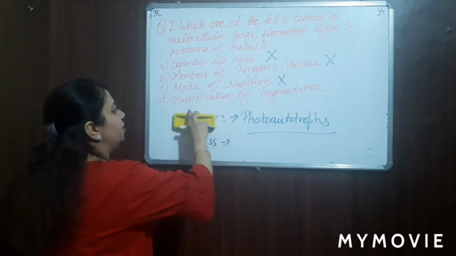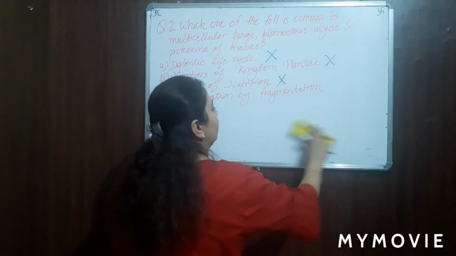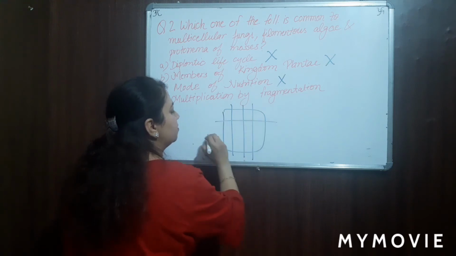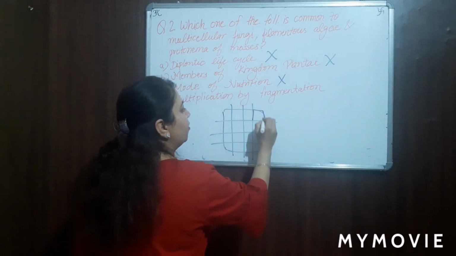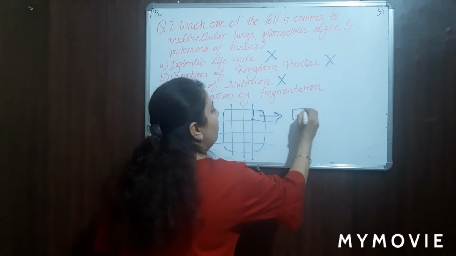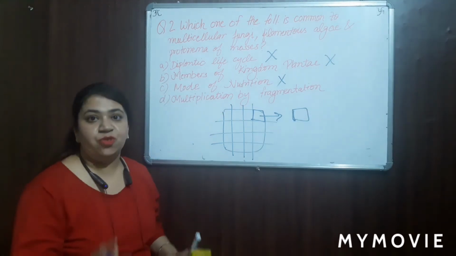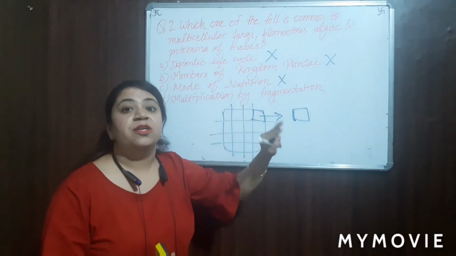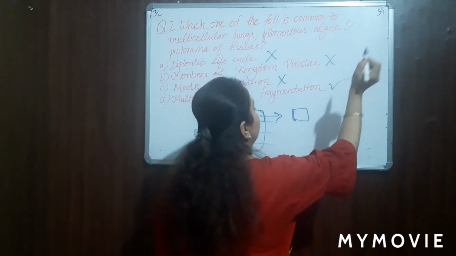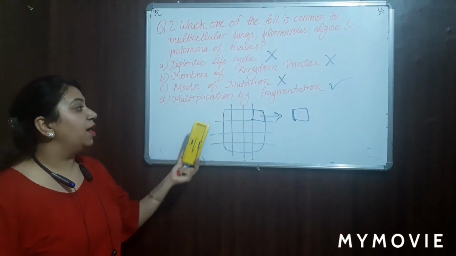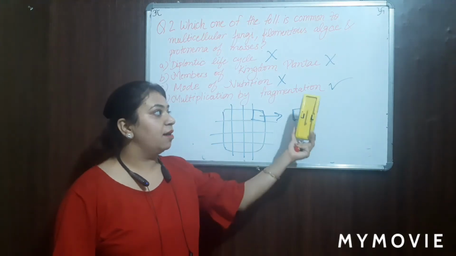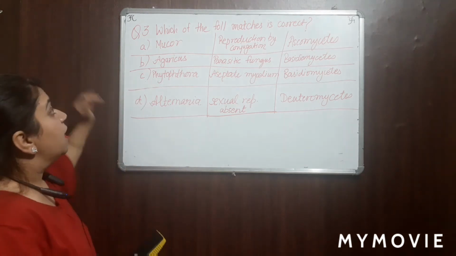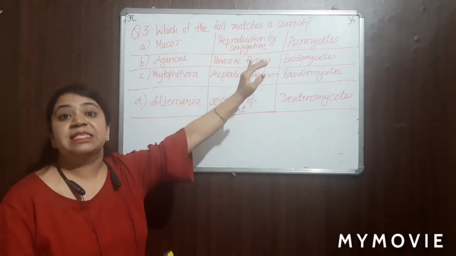Now what is fragmentation? It means a single individual is divided into fragments, right? And each fragment is capable of becoming into a new individual. And this is true for the three: fungi, algae and mosses, right? So our correct option is multiplication by fragmentation. This is the correct option. Okay, now the third question says that which of the following matches is correct?